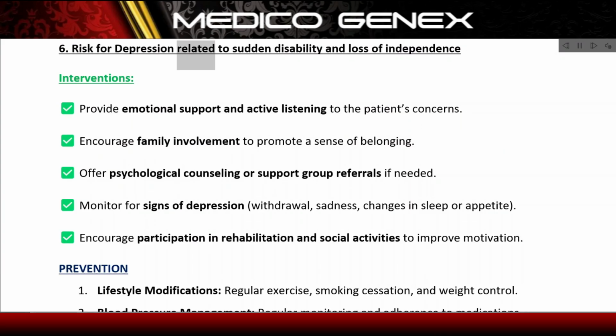6. Risk for depression related to sudden disability and loss of independence. Interventions. Provide emotional support and active listening to the patient's concerns. Encourage family involvement to promote a sense of belonging. Offer psychological counseling or support group referrals if needed. Monitor for signs of depression, withdrawal, sadness, changes in sleep or appetite. Encourage participation in rehabilitation and social activities to improve motivation.